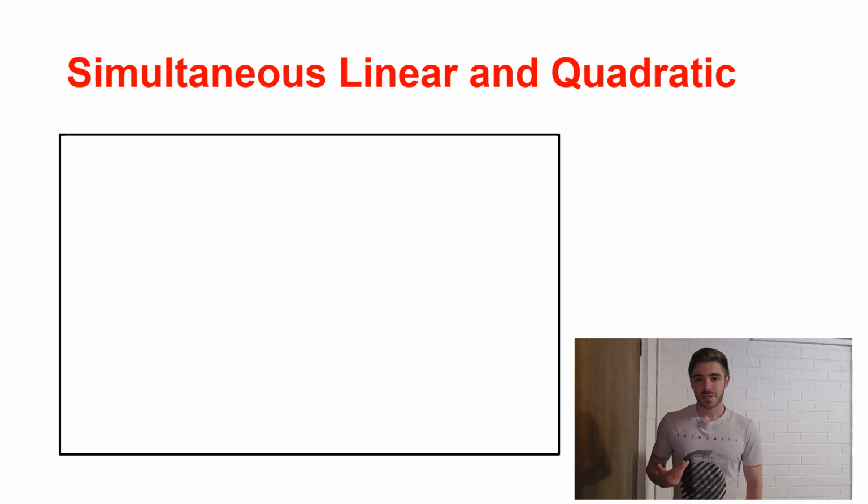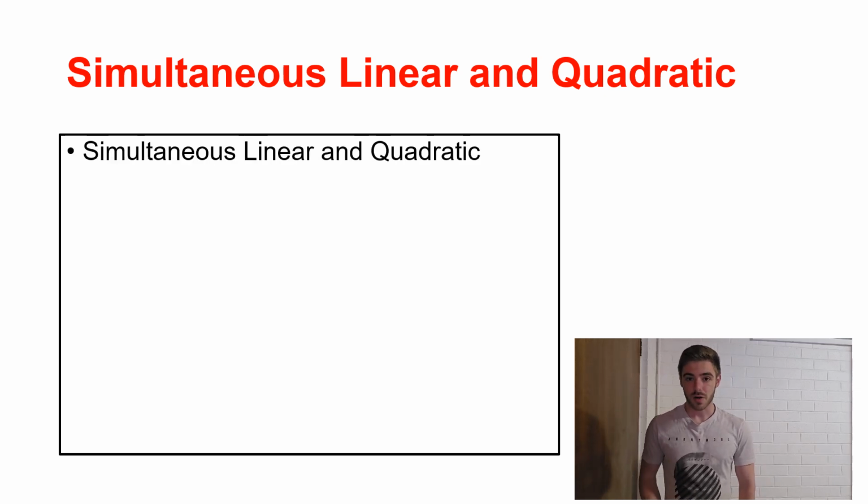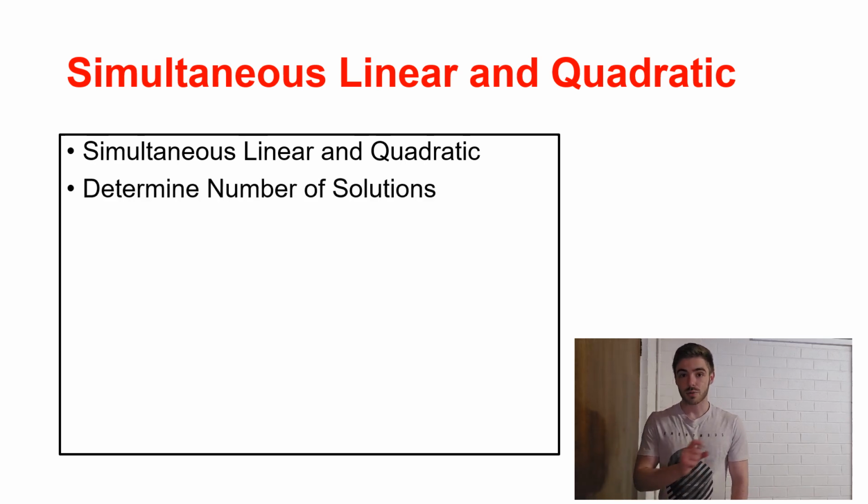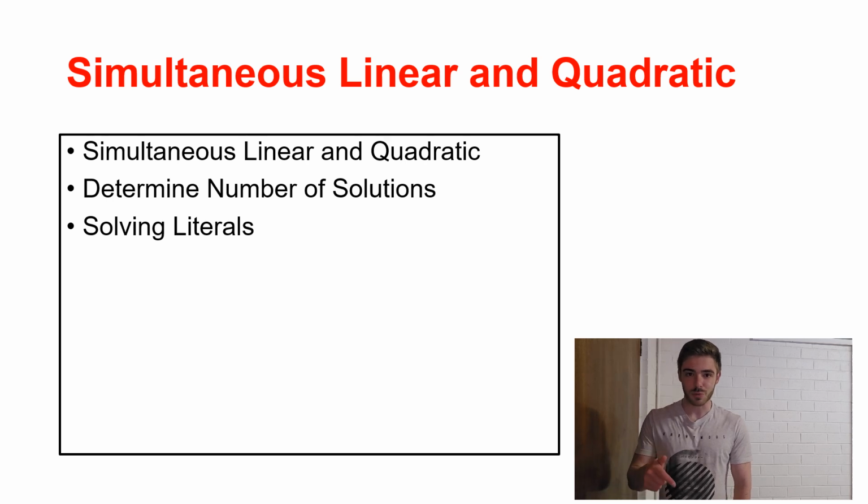In this video, we're going to look at how to solve simultaneous equations when there are both linear and quadratic equations. We will then look at some of the common question types, including how to determine the number of solutions ahead of time, and how to solve them when there is an additional unknown variable k.